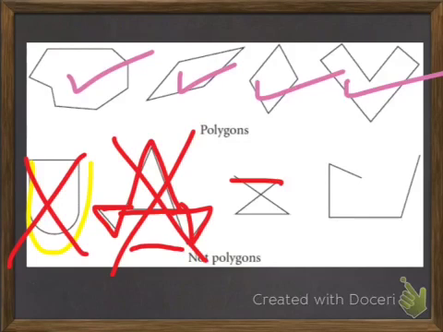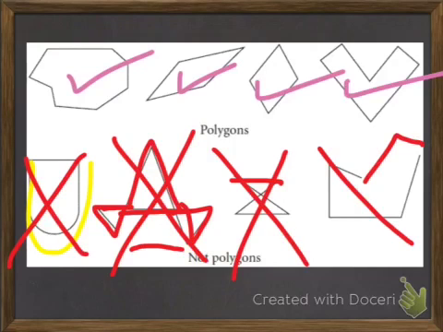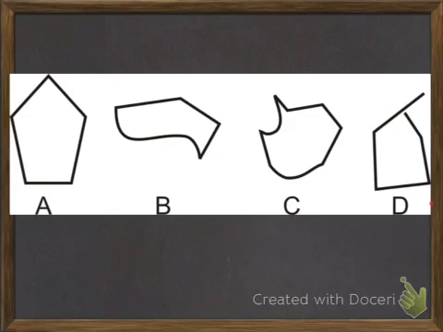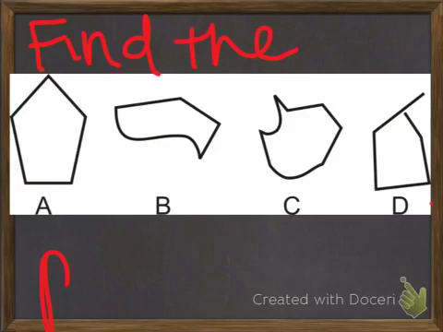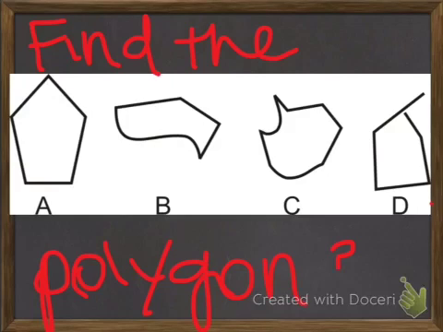This one, same thing, it's not closed there, so it's not a polygon. And this one's pretty obvious. Not closed, so it's not a polygon. Try the next one. I want you to find the polygon. Which of these choices is a polygon? Pause the video until you find the answer.